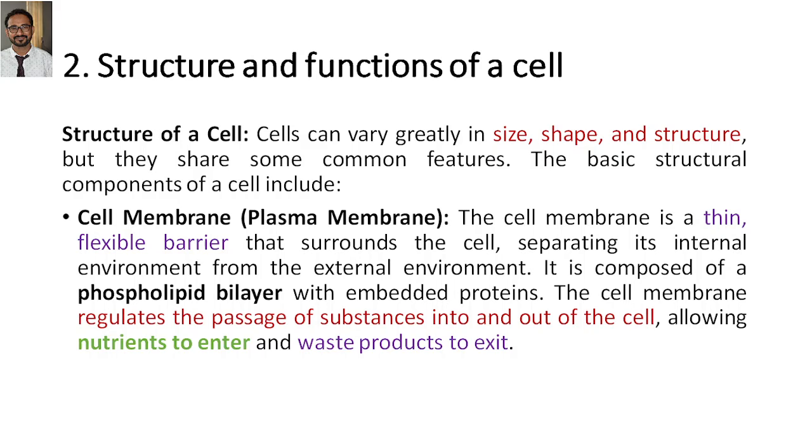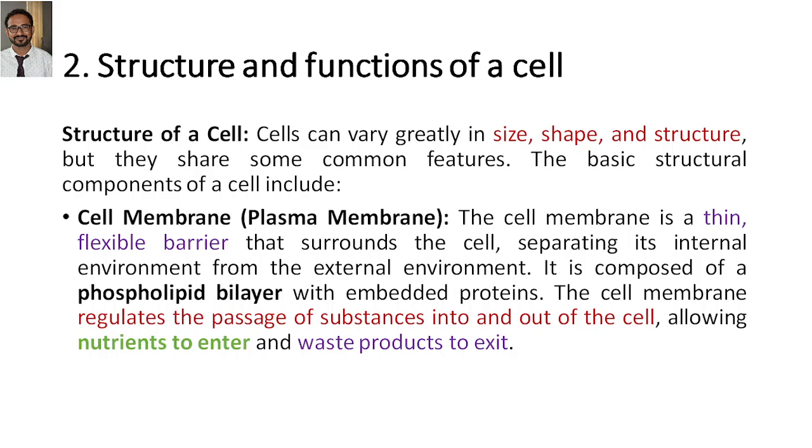The cell membrane, you know, is also called the plasma membrane. So what is this cell membrane? It is nothing but a layer. For example, when you go to sleep, imagine there are a lot of mosquitoes, so you put up a mosquito net. This plasma membrane acts as a thin, flexible barrier, just like the mosquito net you put surrounding your bed. Similarly, this plasma membrane is there surrounding the cells.